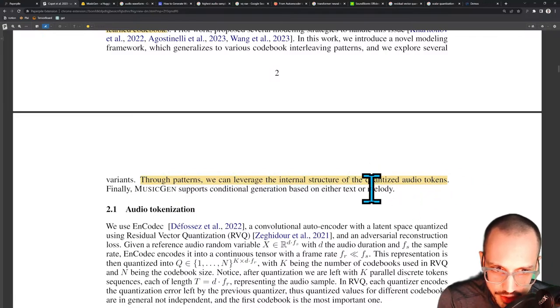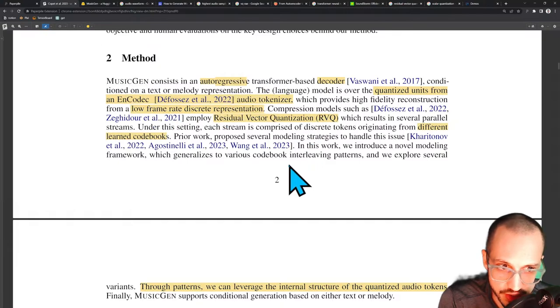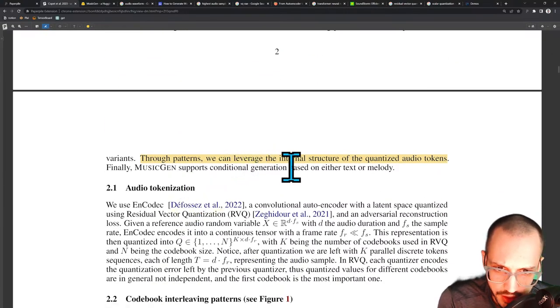But quantized audio tokens are the tokens that come out of this residual vector quantization, which is what the EnCodec tokenizer is based on. Conditional based on either text or melody. Yeah, and this is kind of the big one here, that you can condition it on text or melody.